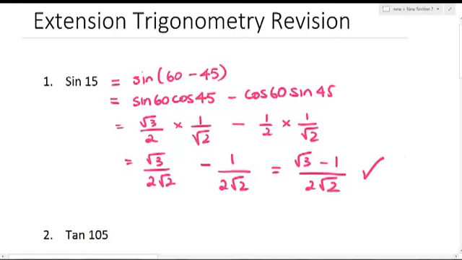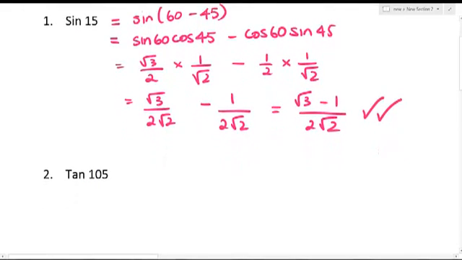So just remember your exact values, and if you can't do that, refer back to the diagrams I've shown you in our 2-unit classes, and also that tip I told you about in class this morning about using your calculator. So moving on to our second question.